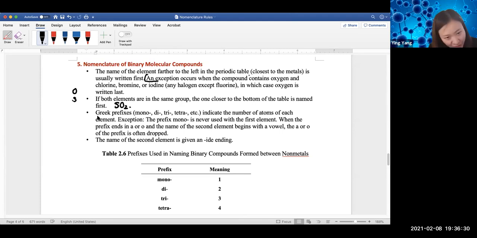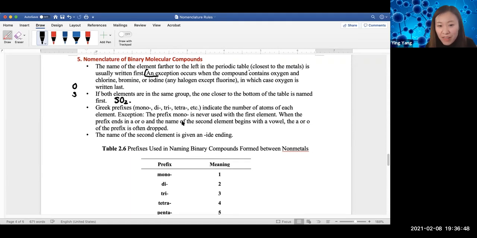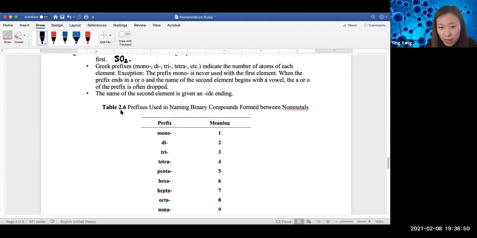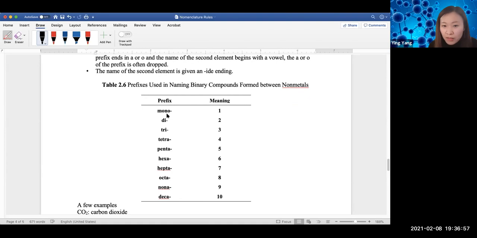Okay, number 3: Greek prefixes indicate the number of atoms of each element. That's why we call CO2 carbon dioxide. We don't write it as carbon oxide, because di here indicates the number of atoms. So we have the table here, Table 2.6, prefixes used in naming binary compounds between nonmetals. Mono means just one, di means 2, and tri means 3.